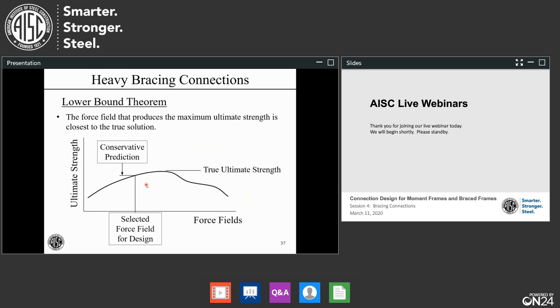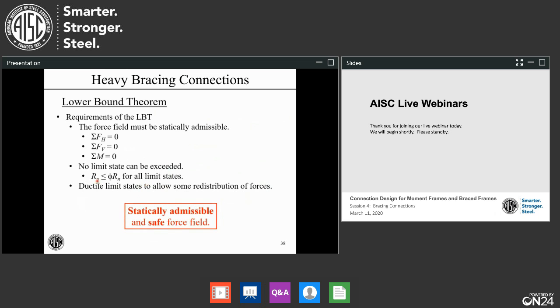Now, we can't just pick whatever we want, though. There are some requirements. The requirements of the lower bound theorem are, first, the force field must be statically admissible. Everything in this problem must be in equilibrium. The gusset plate, just zooming in on it, the sum of the forces in the horizontal direction and vertical direction for the gusset plate must both be equal to 0. The sum of the moments must also be equal to 0. We can get these pretty darn close to there. We might have some round off, but we're going to get those down pretty darn close. Second, no limit state can be exceeded. It must be safe.